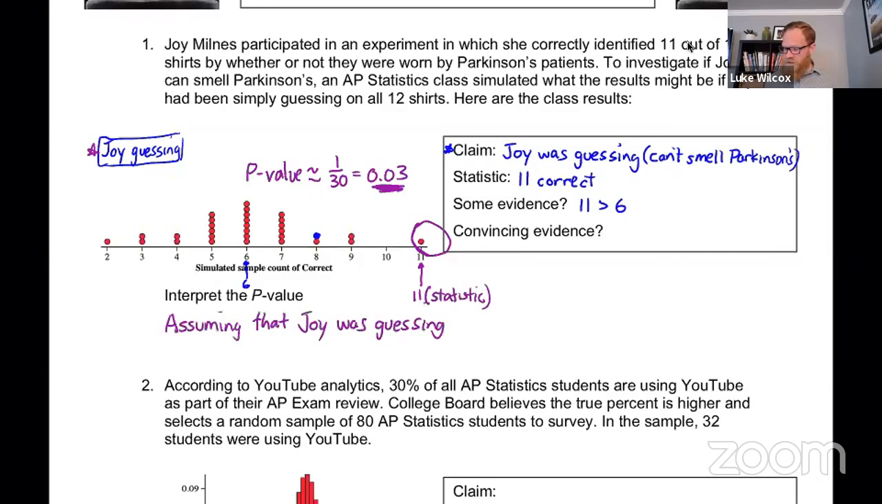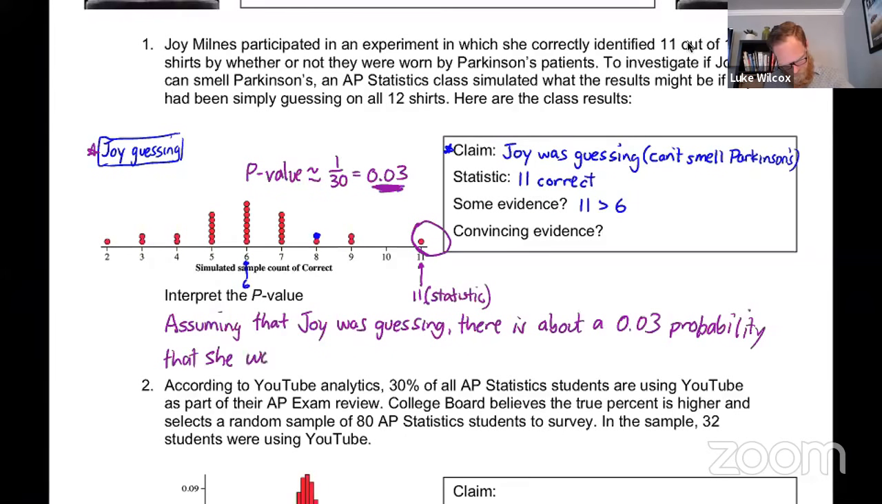And so assuming that Joy was guessing, there is about a 0.03 probability that she would get 11, and let's be careful here, 11 or more, could have been 12, even though that didn't happen in the dot plot, that she would get 11 or more correct purely by chance.